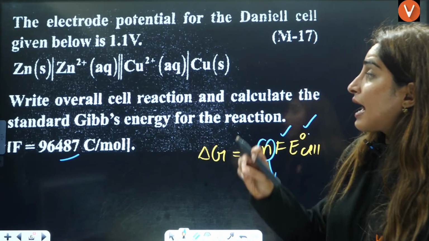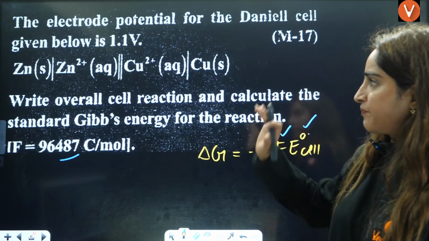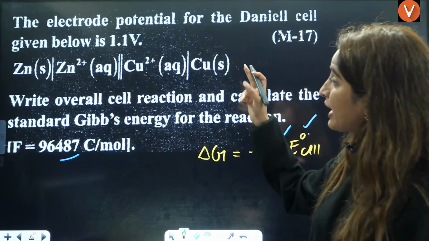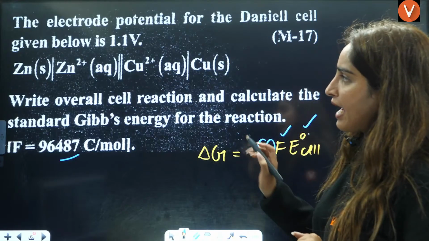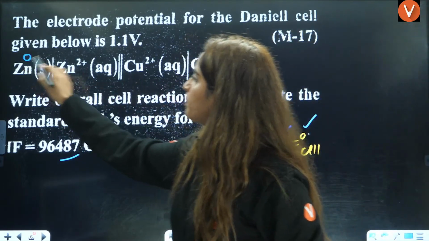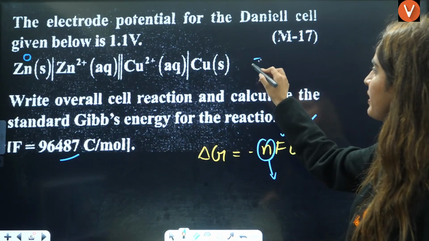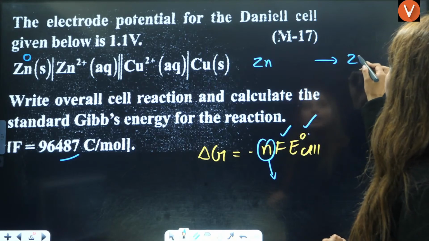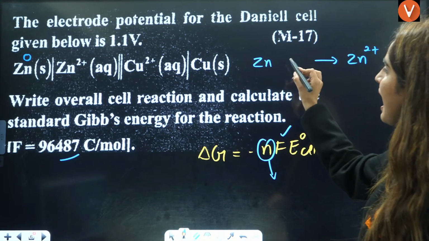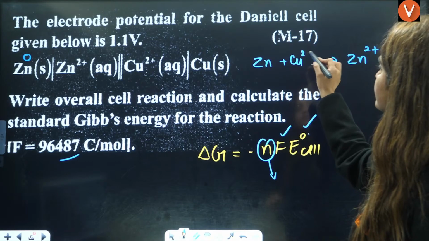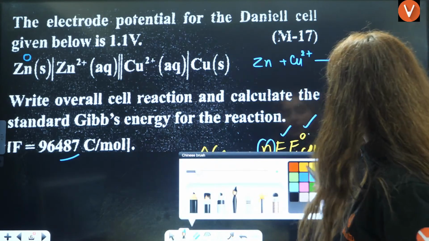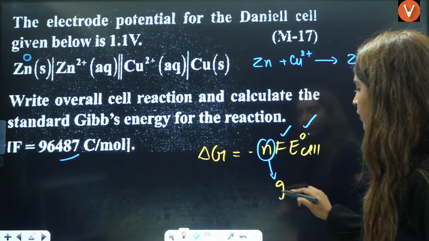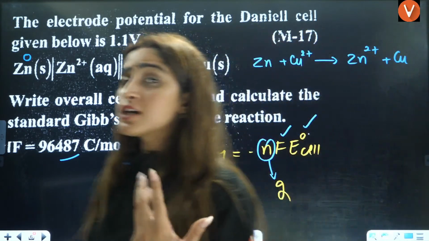Now, here it is, write overall cell reaction, right? So you have to write the overall cell reaction as well. Okay, so firstly, I'll write the cell reaction. I know that this is 0 to plus 2. So basically, zinc is getting converted to Zn2 positive, right? And Cu2 positive is getting converted into Cu, right? Both are gaining and losing 2 electrons. So n factor is going to be 2 here. So I'll just put the value.